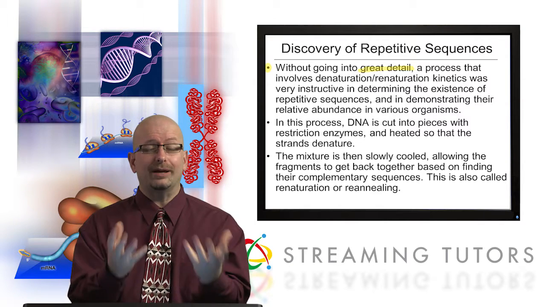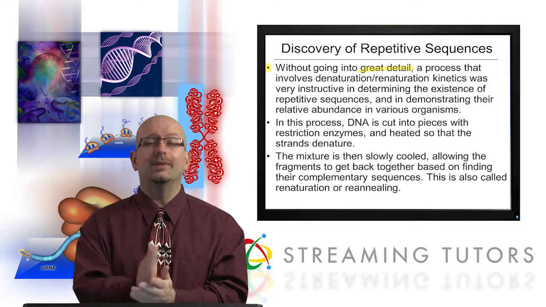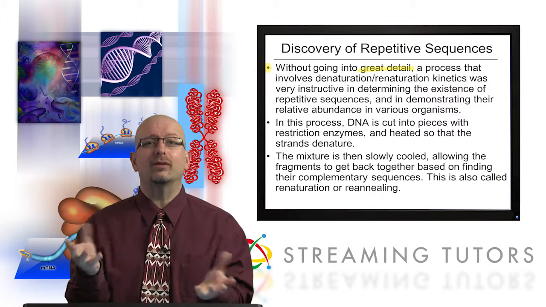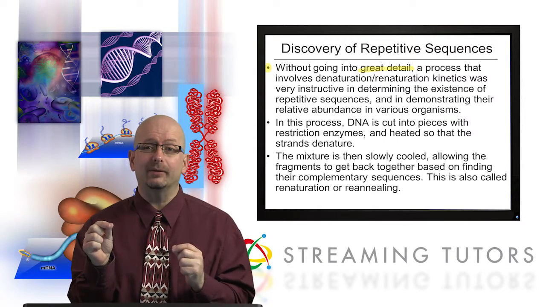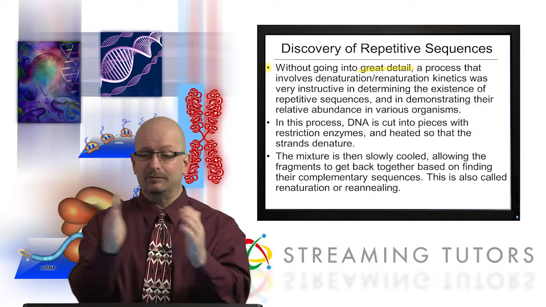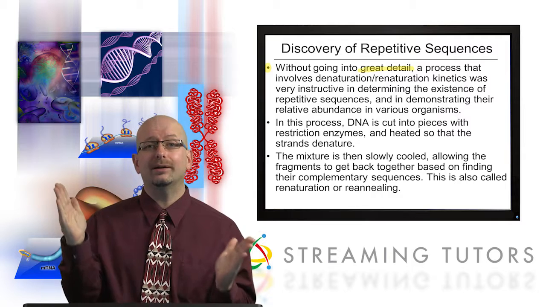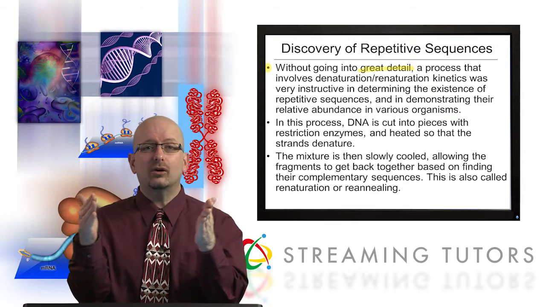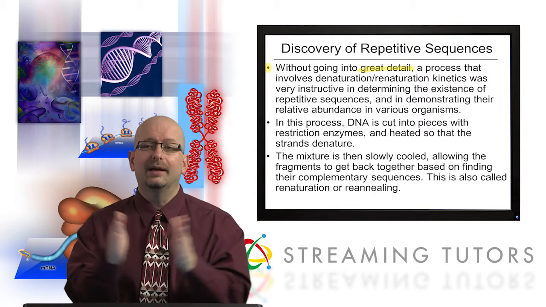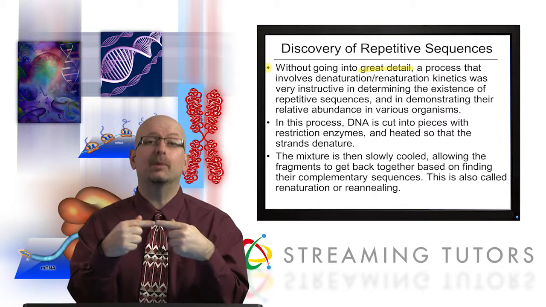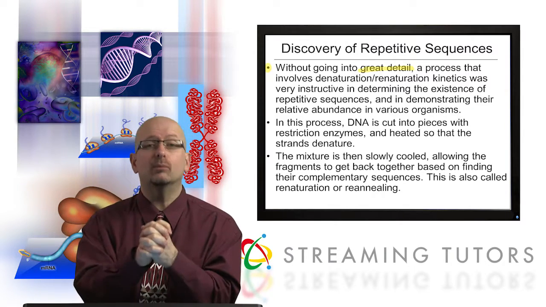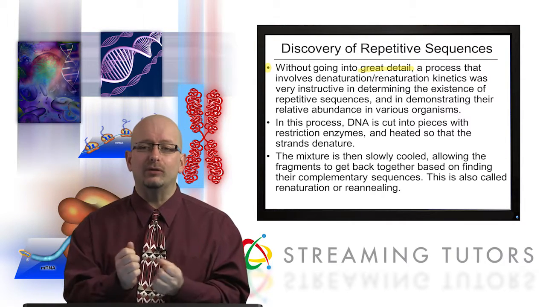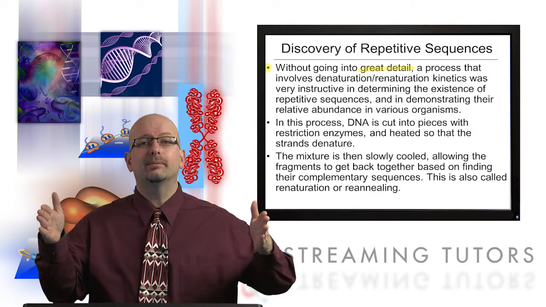So in the process, say you take human DNA, you could do it with any organism. You cut the DNA into pieces using restriction enzymes. So you have basically thousands and thousands of pieces of the genome hanging around. You heat it up so that the strands denature. So you have single-stranded pieces of DNA around. And if you cool it down, they start to reanneal, or renature, meaning they find their complementary partner sequences and go back into the more stable double helical conformation. So reannealing, renaturation, the basic idea is we're going to heat this up and let it come back together.